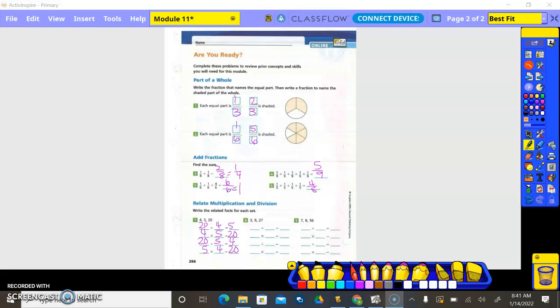Okay. Next one. What's my first one? 27 divided by 3 equals 9. 3 times 9 equals 27. Next one. 27 divided by 9 equals 3. Last one. 9 times 3 equals 27. Okay. Next fact family. 56 divided by 7 equals 8. Next one. 7 times 8 equals 56. Next. 56 divided by 8 equals 7. Next. 8 times 7 equals 56.